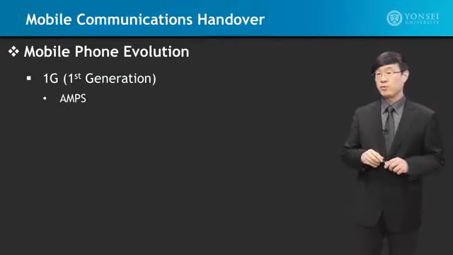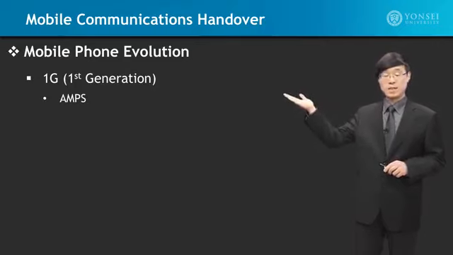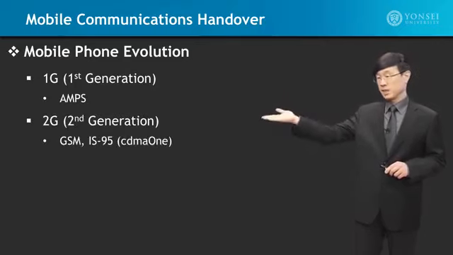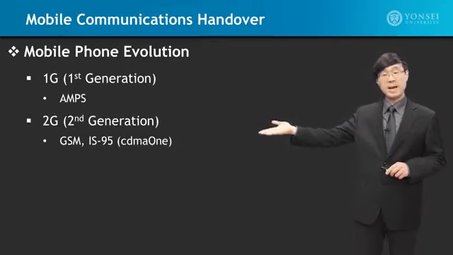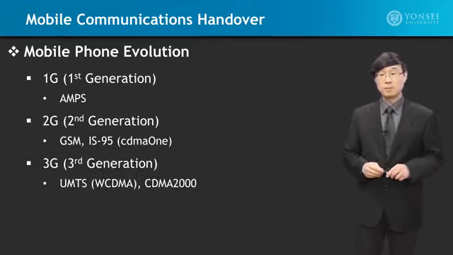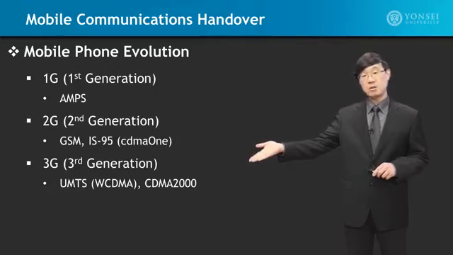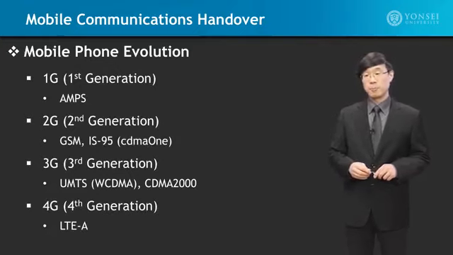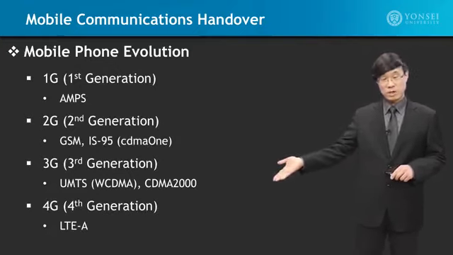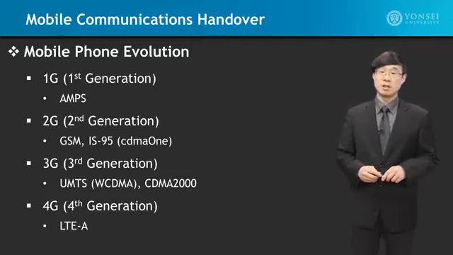However, going over it briefly again, 1st generation was AMPS technology. 2nd generation was GSM and IS-95 based technologies, which included CDMA1. 3rd generation technologies, UMTS, which included WCDMA technology, and CDMA 2000 were included. Moving over to 4th generation, it included LTE technology.